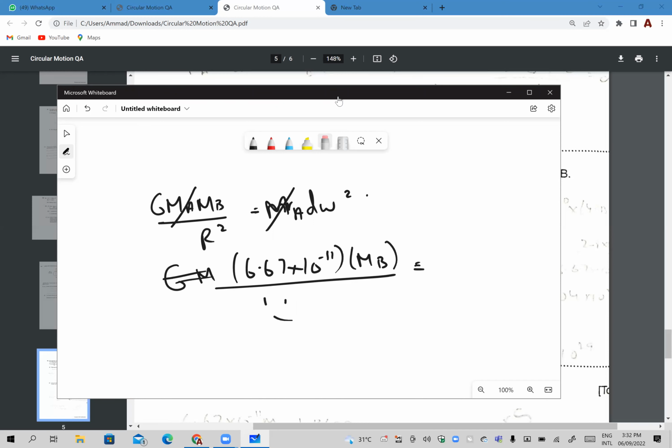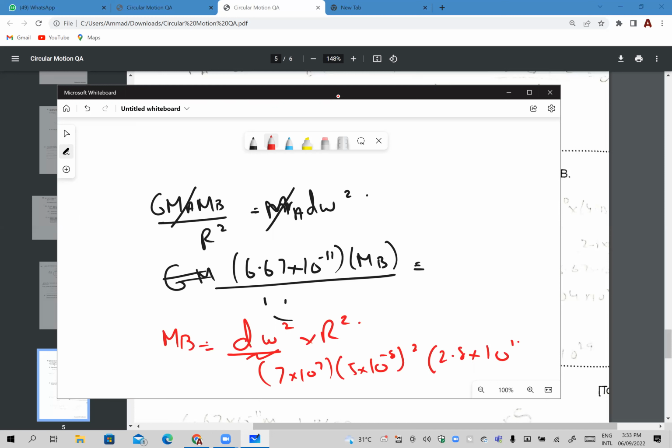आई थिंक पहले आपको एमबी को सब्जेक्ट बना लेना चाहिए था ताकि आसान हो जाए। ठीक है, MB is equal to D omega square times R square, divided by G. तो D was 7 times 10 to the power of 7. ओमेगा की वैल्यू क्या आई थी हमारे पास, 5 times 10 to the power of -8 whole square, and radius was 2.8 times 10 to the power of 11 whole square, divided by G, 6.67 times 10 to the power of -11, so this is the equation.